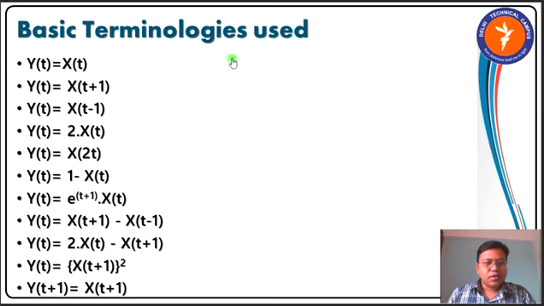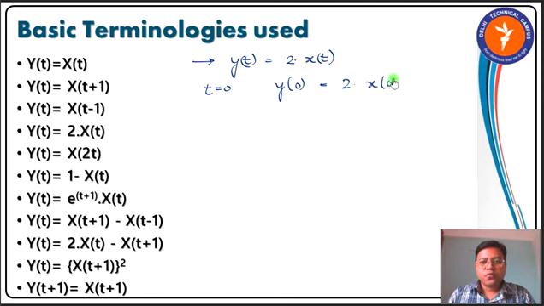Let us now check y(t). We have another system, y(t) equal to 2 times x(t). This is our system. Let us see what this system tells us. At t equal to 0, this equation will be y(0) equal to 2 times x(0), and at t equal to 1, y(1) will be equal to 2 times x(1), and similarly at t equal to minus 1, y(-1) equal to 2 times x(-1).